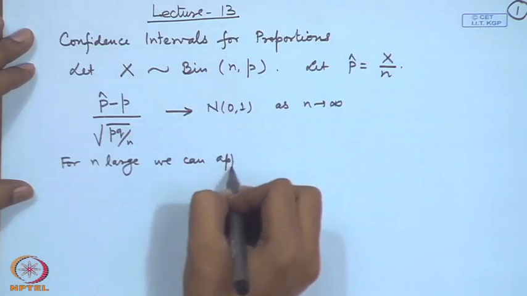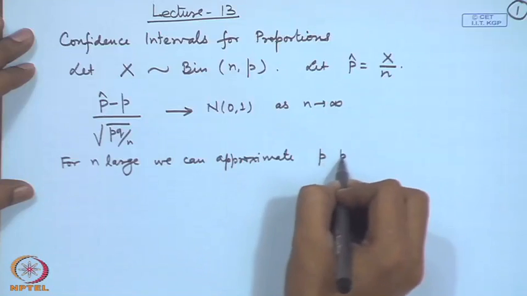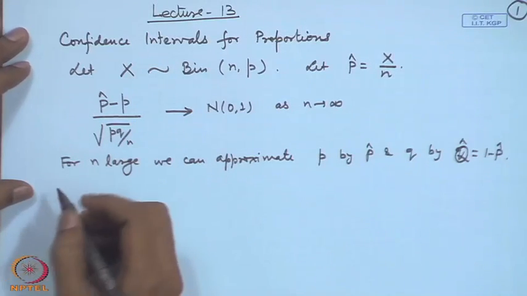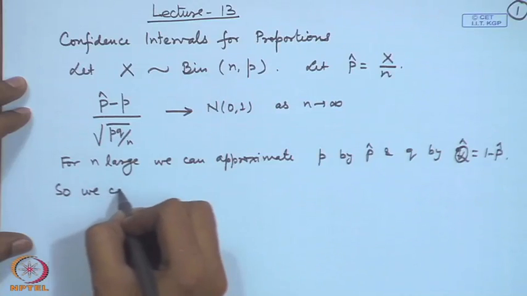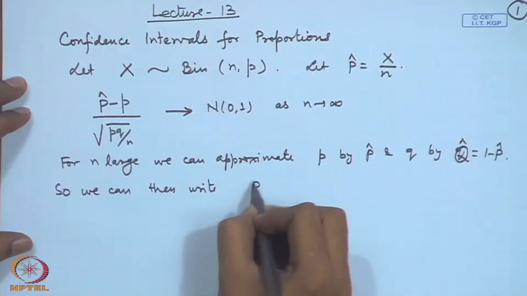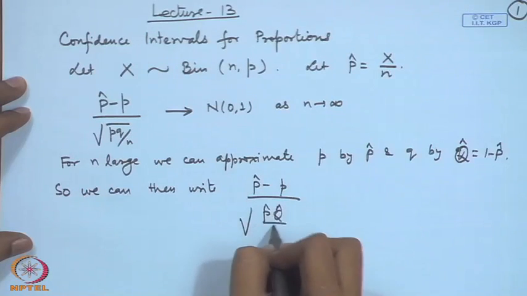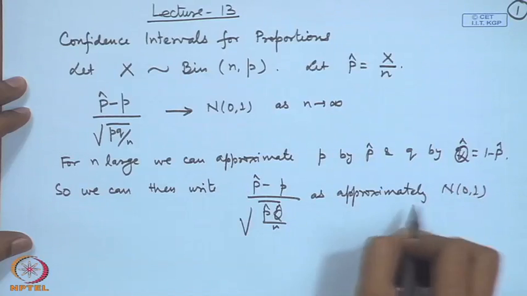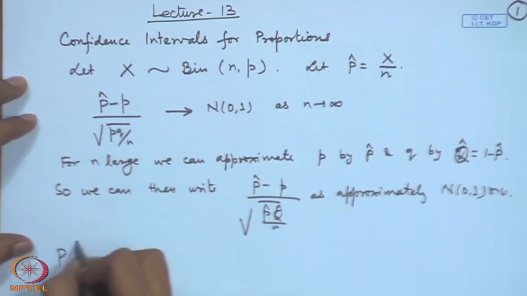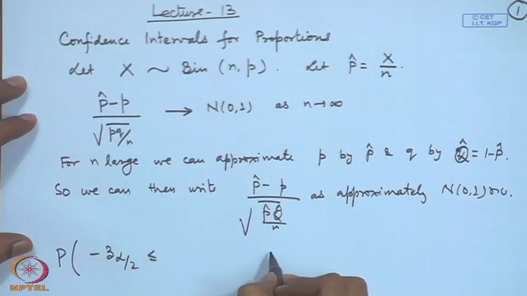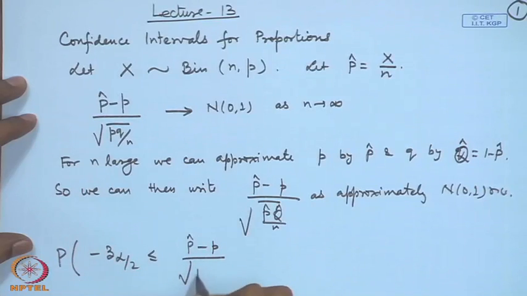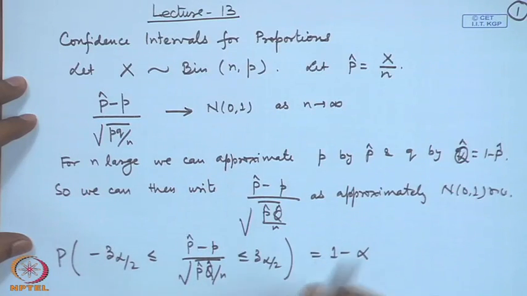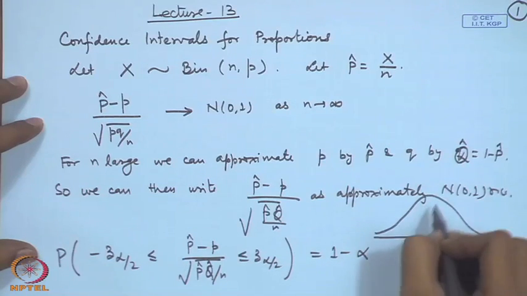Now, for n large, we can approximate p by p hat and q by q hat, that is equal to 1 minus p hat. So, we can then write p hat minus p by square root of p hat q hat by n as approximately a normal 0 1 random variable. So, we can use the pivoting method by considering the interval from minus z alpha by 2 to plus z alpha by 2.